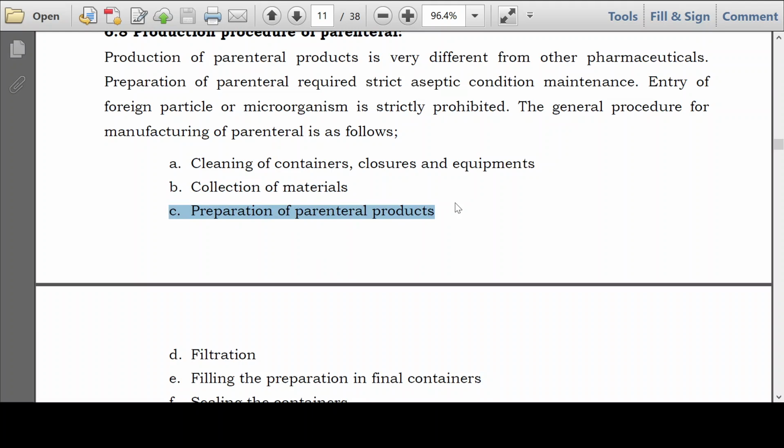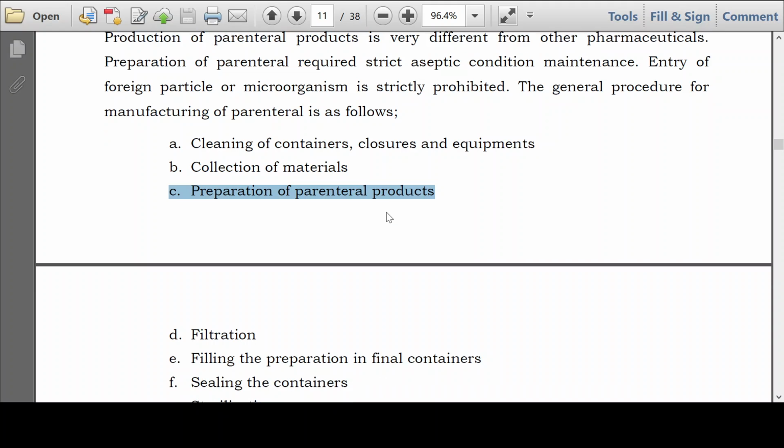Then preparation of the parenteral product. Parenteral product preparation again involves a number of steps. Depending upon the type of product, the steps can be different. For example, if a parenteral solution is being prepared, then steps might involve weighing of the material, solubilizing that material in the vehicle, filtration of that formulation, and packaging of that formulation with terminal sterilization. If parenteral ointments are to be prepared, or emulsions or suspensions are to be prepared, then steps may slightly differ.